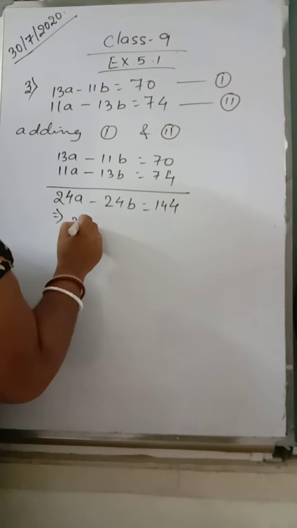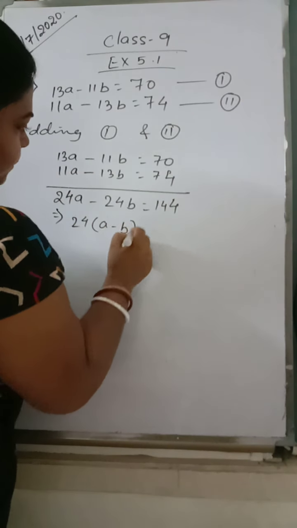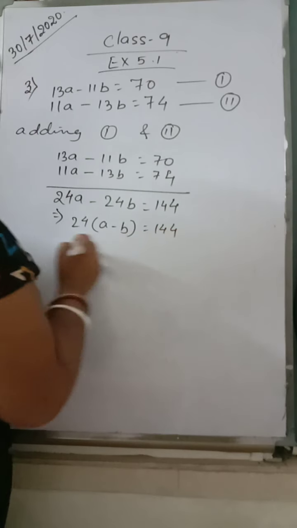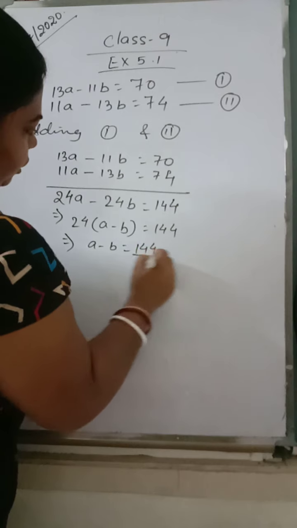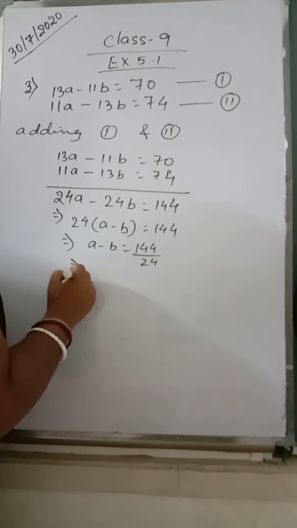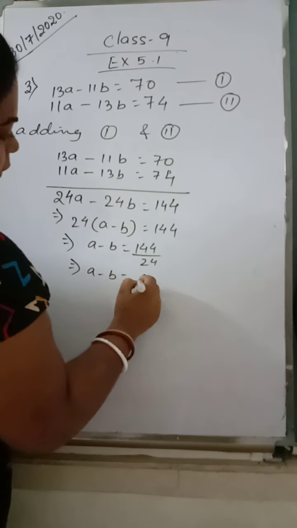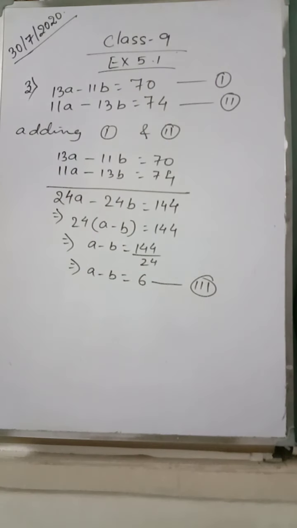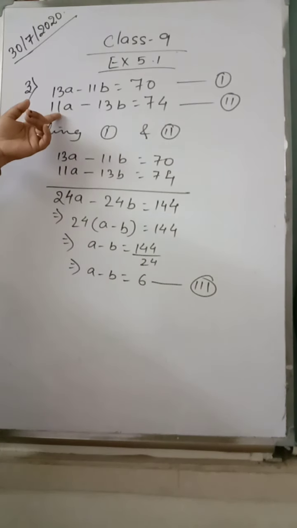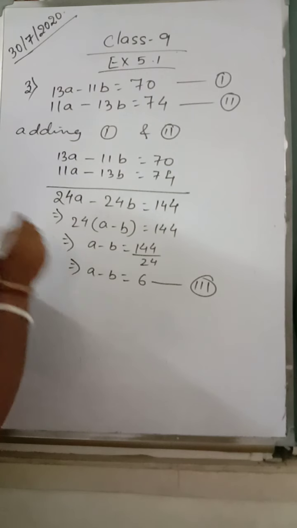Taking 24 common, a minus b is equal to 144 by 24, or a minus b is equal to 6. This is equation number 3 we got. Now, if you want to use substitution, you can find and put here, and if you want to use elimination, you can make it equal and put. So what I am doing, I am eliminating it.